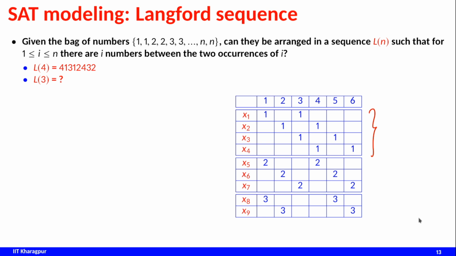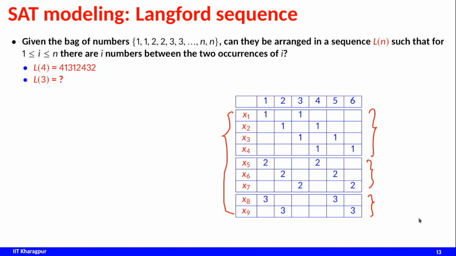Similarly, for 2, these are the possible configurations. Similarly, for 3, these are the possible configurations. Now the Boolean variables will be defined based on this. Each row of this table will specify one Boolean variable, x1, x2 up to xn. This is easy to figure out because we are just enumerating all possible individual combinations. For 1, these are the possible combinations. For 2, these are the possible combinations. For 3, these are the possible combinations.